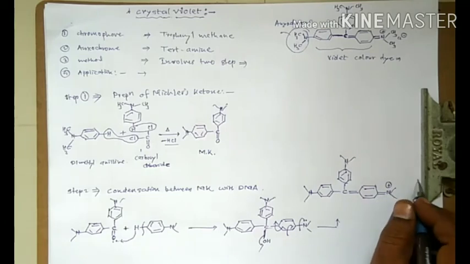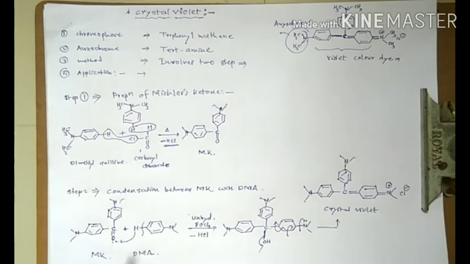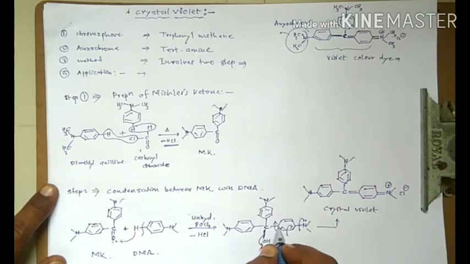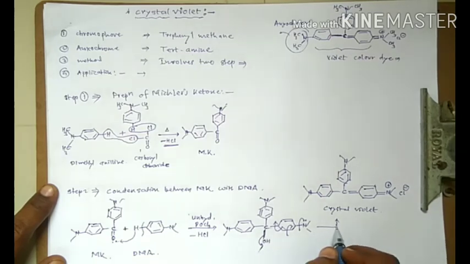Nitrogen carries positive charge which is attached with the Cl. Condensation reaction between the Michler's ketone and dimethyl aniline, in presence of anhydrous phosphorus oxychloride, leads to formation of the intermediate compound with the carbon carbon bond formation, isn't it? And then it forms a color base. It is a color base because the carbonyl group becomes OH, isn't it?